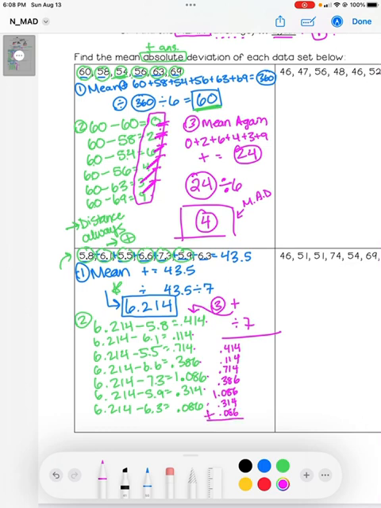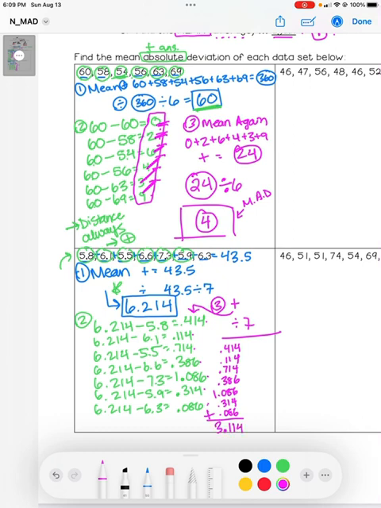Take a minute and add that up on your calculator. We've got 0.414 plus 0.114 plus 0.714 plus 0.386. This is a lot of just typing in calculators. Plus 0.086. Okay, when we add all of that together, we get 3.114, or 3 and 114 thousandths.